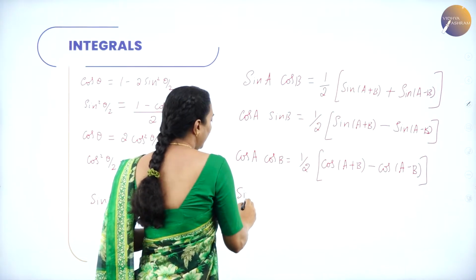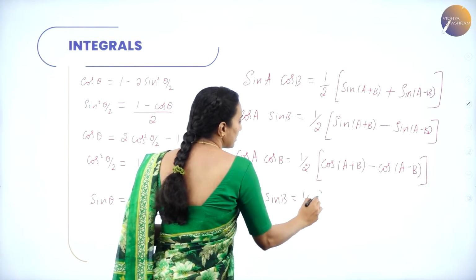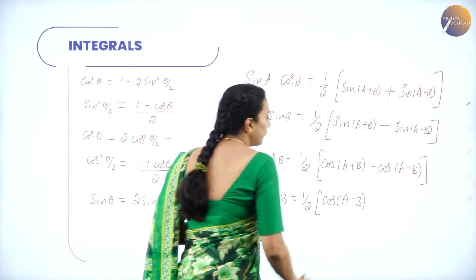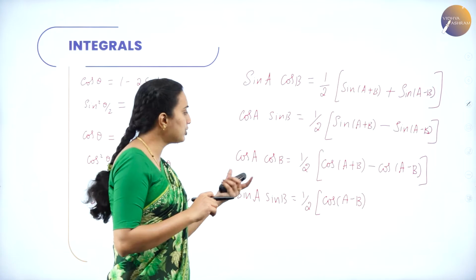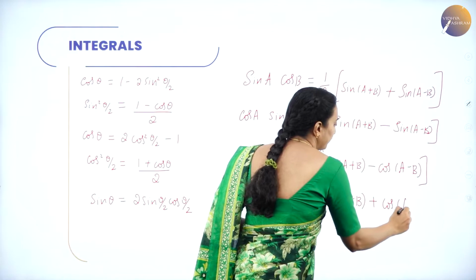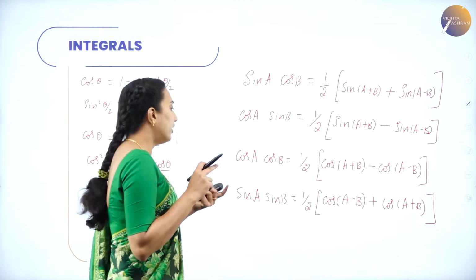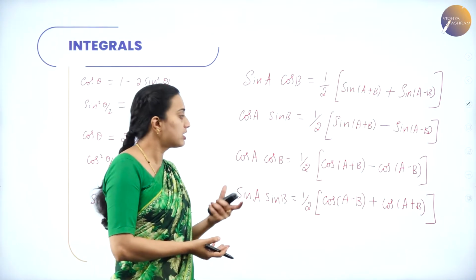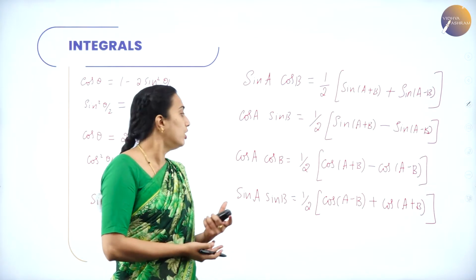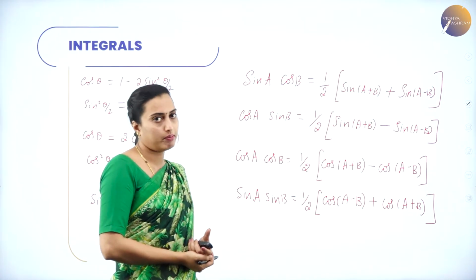Similarly, sin A into sin B can be written as, a little it will change here students, half into, first you are going to have cos of A minus B plus cos of A plus B. When it comes to the form of sin A into sin B, first term is cos of A minus B plus cos of A plus B. When it comes to cos A into cos B, you are going to have half into cos of A plus B minus cos of A minus B.